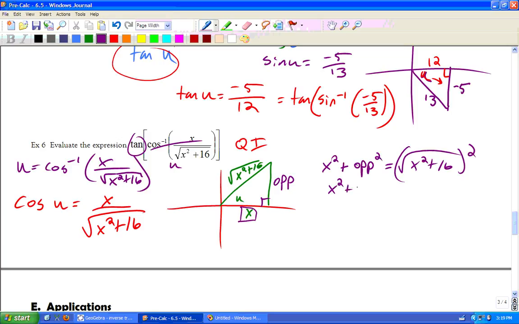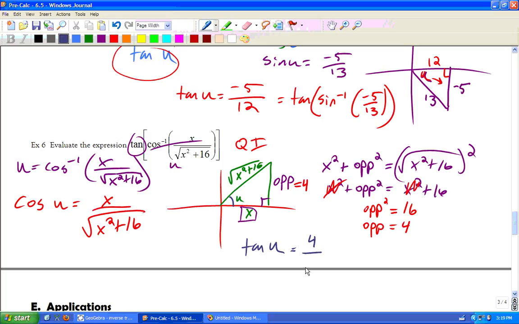This gives us x squared plus the opposite side squared equals x squared plus 16. Now that we see it written out, maybe it's not as bad as we thought. The x squareds cancel. The opposite squared equals 16, which means that the opposite side is equal to 4. So when we are looking for the tangent of u, which is what this whole thing is, tangent of u equals opposite, which we said is 4, over adjacent, which is x. All of that math just to get a final answer of 4 over x.